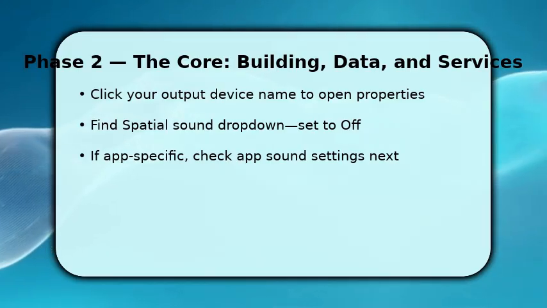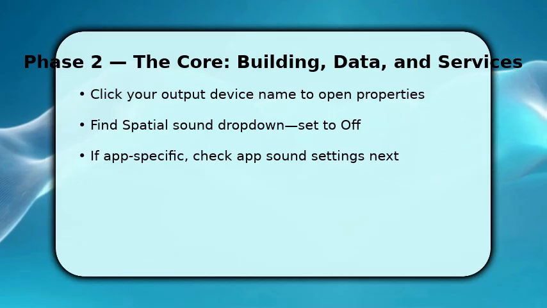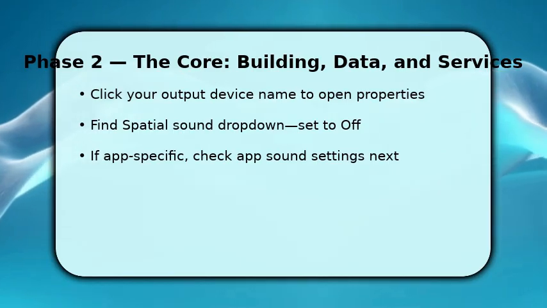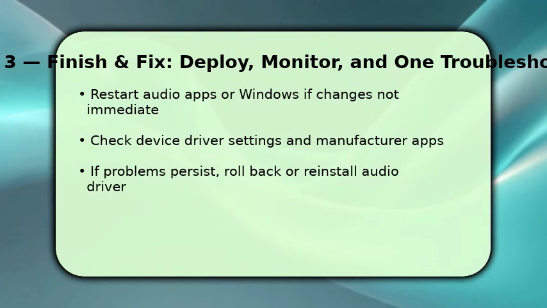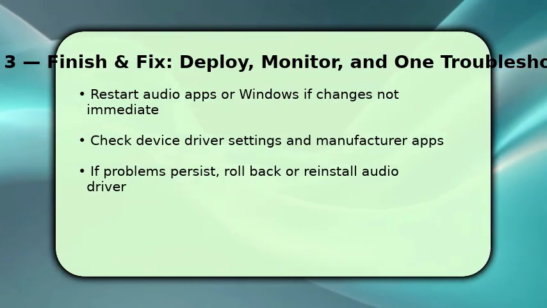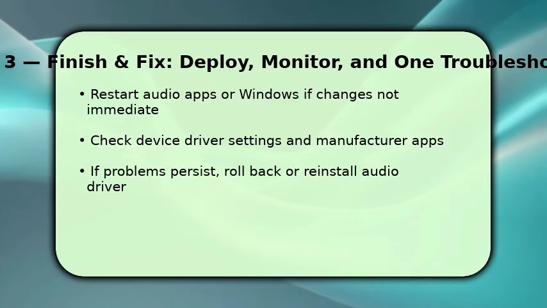If you use a headset with its own app, disable spatial features there too so Windows and the app don't conflict. To finish, close the settings and restart any audio apps so they pick up the new configuration. Sometimes a full reboot is faster, so do that if sound behaves oddly.